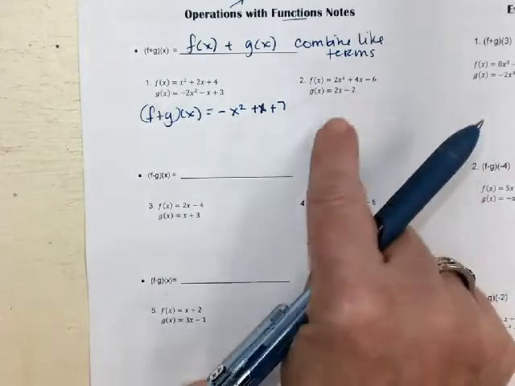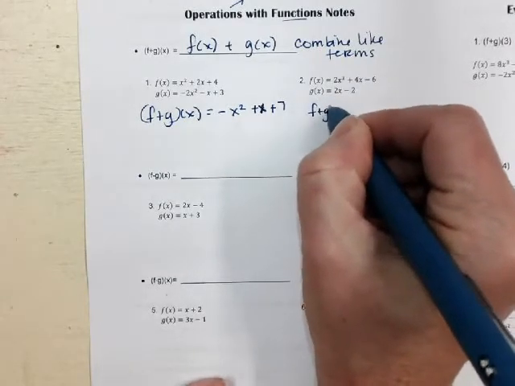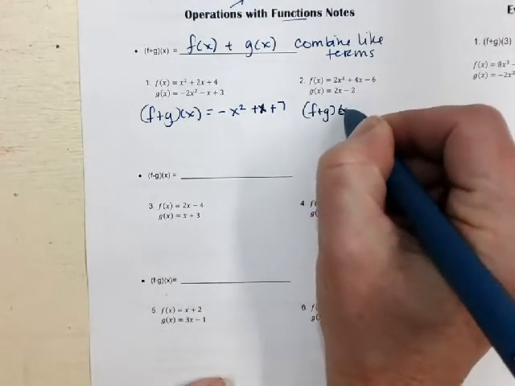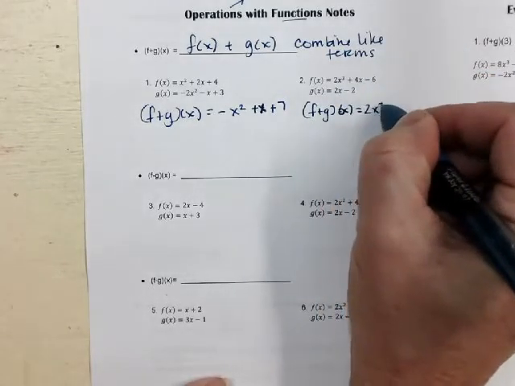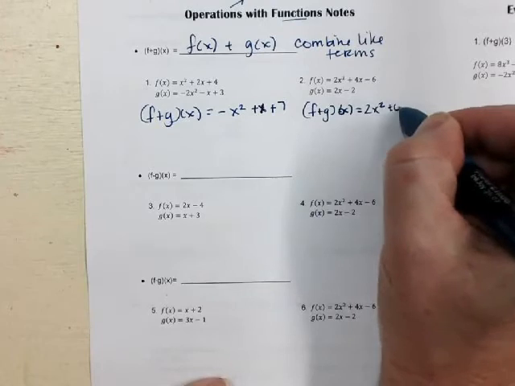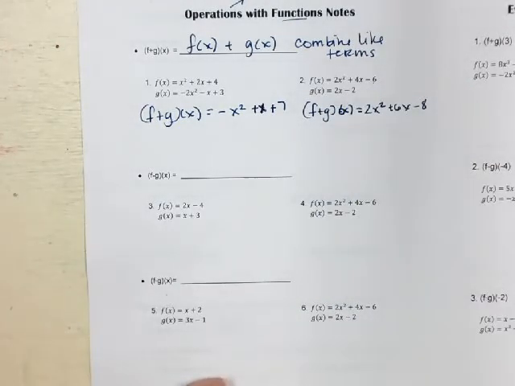So if I look at number 2, f plus g of x, you just combine like terms. I've got 2x squared. 4x and 2x gives me 6x. Negative 6 and negative 2 is negative 8. And that's all you're doing.